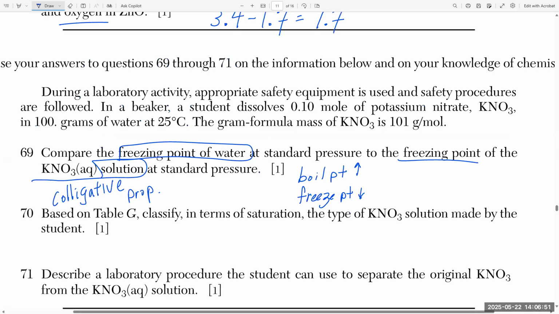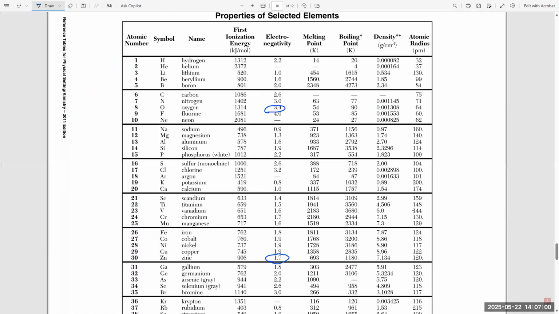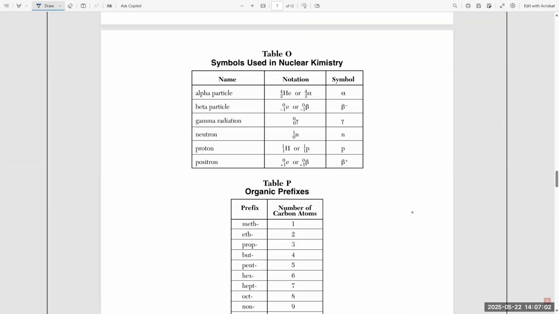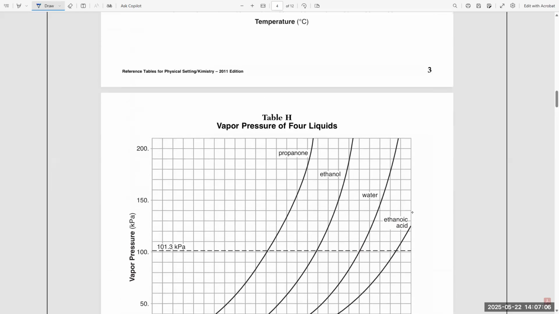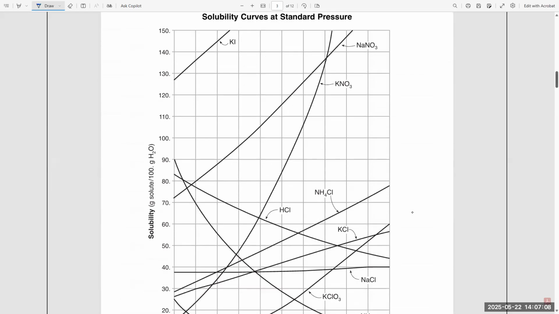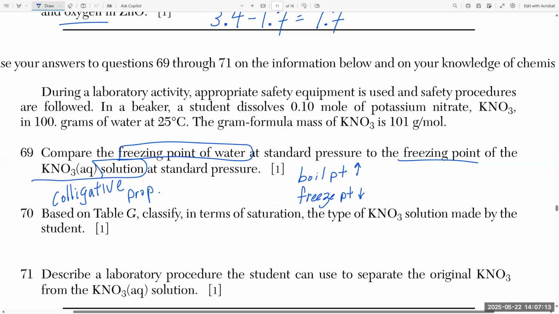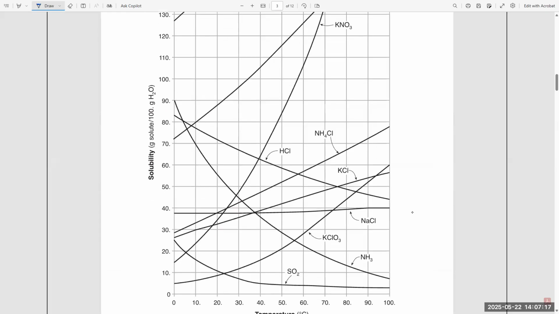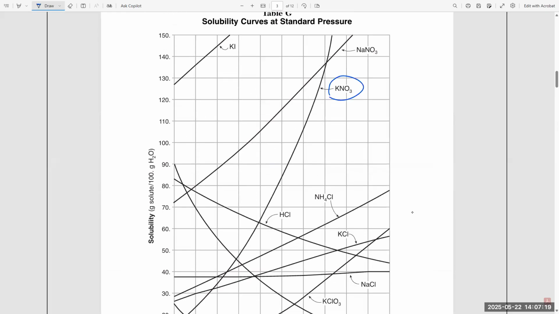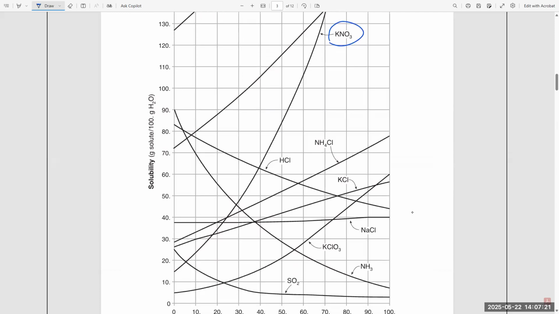Let's go to 70. Based on Table G, classify, in terms of saturation, the type of KNO3 solution made by the student. All right, this one is a little bit involved. Let's go to Table G. Table G, what is table G? E, F, G, and that E, F, G. Oh, there it is. This is our Table G. All right, what are we looking at? We're looking at potassium nitrate, right? So go find potassium nitrate, and where is it? It's right here, okay? Now, it's this curve.